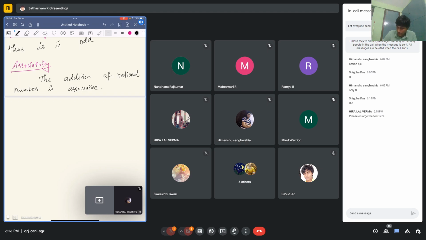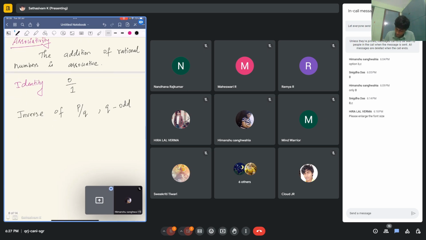Okay. Now what is the identity? So identity is 0 by 1. So you can see that 1 is an odd factor, so it is odd. And what is the inverse? So the inverse of, let's say, P by Q, where Q is odd, is basically minus P by Q.